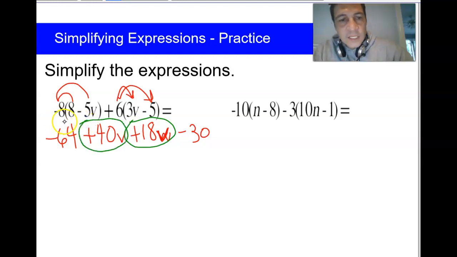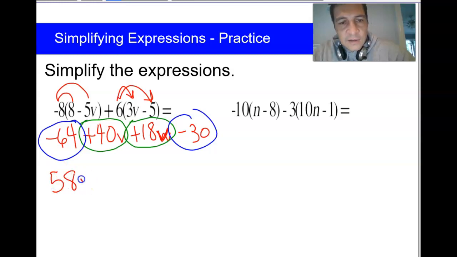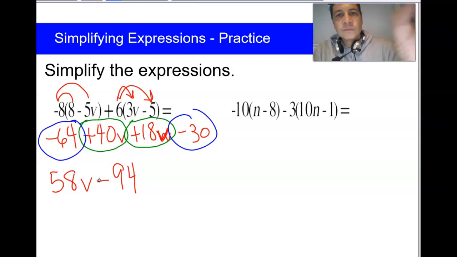I'm going to see that I only have 2 terms left. So positive 40v plus 18v, that's 58v. Negative 64 minus 30, that's negative 94. Because it's negative, I put a minus sign between those 2 terms.